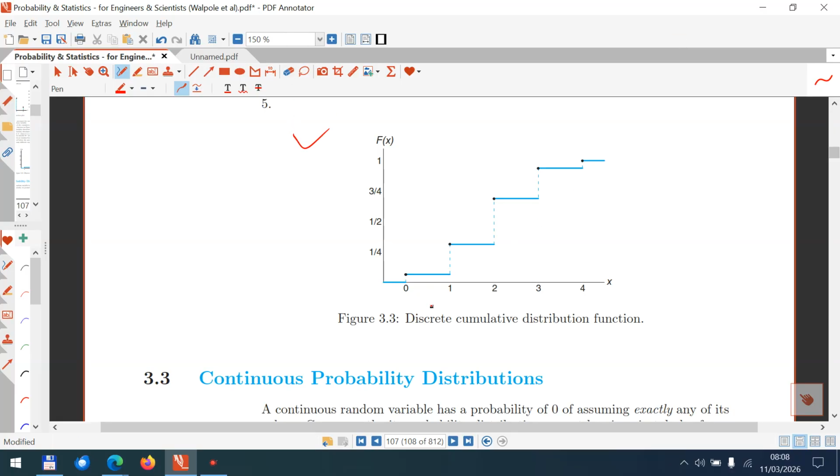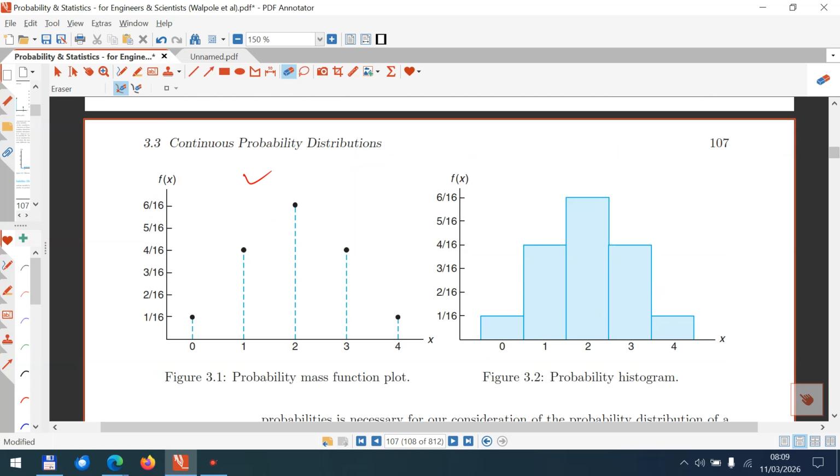The only difference is that I made this circle which is not filled and this circle which is filled. I made this explicit. I would expect you to do that. Otherwise, I don't know whether you understand it or not. If you plot it like this, I have no way of telling whether you understand this concept or not. There is another plot which he mentions, and that is the probability histogram. This is very similar to a bar chart.